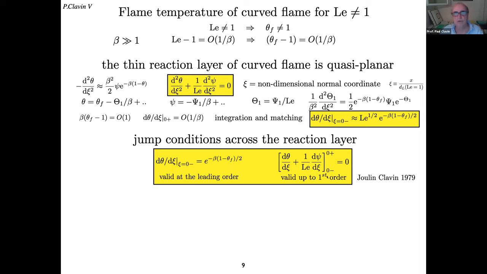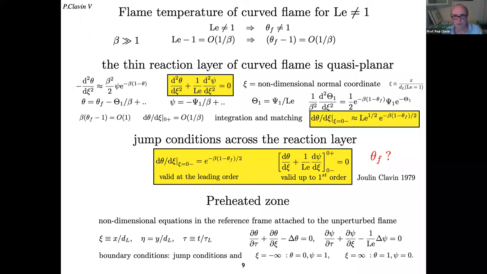You know, the two crucial points are considering an asymptotic limit, what is called in applied math a distinguished limit: large activation energy, Lewis minus one as small as the inverse of the large activation energy. And these are the two relations that you obtain, the second one being valid up to the first order in the expansion of 1 over beta. And now you have to find this flame temperature. So you've solved, as usual, as was done before, the preheated zone.